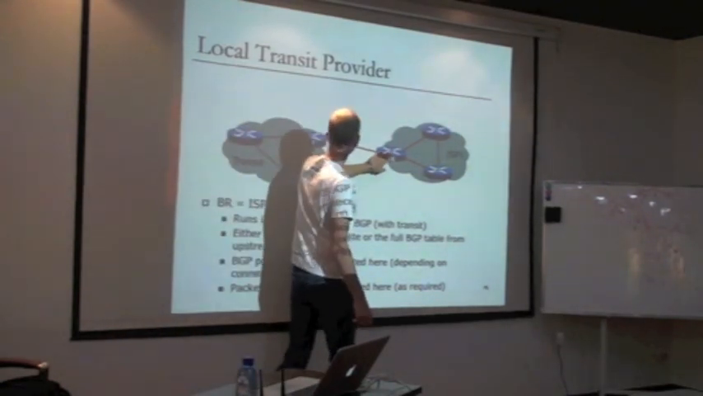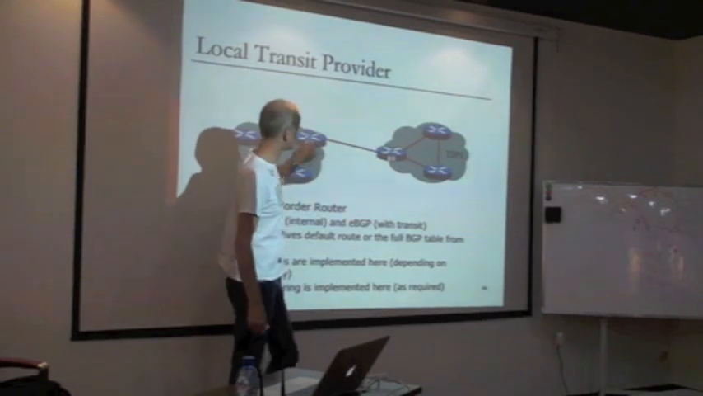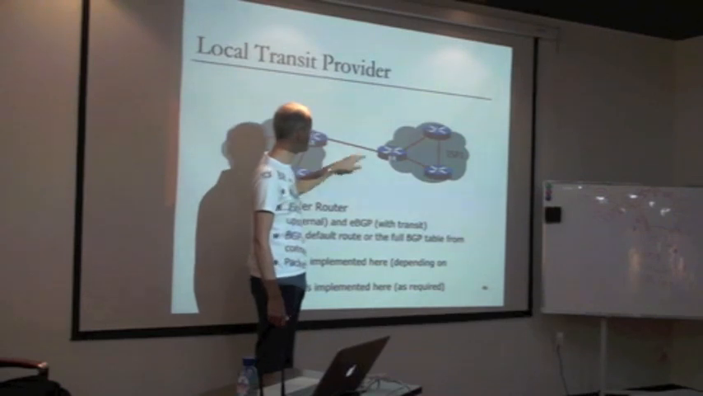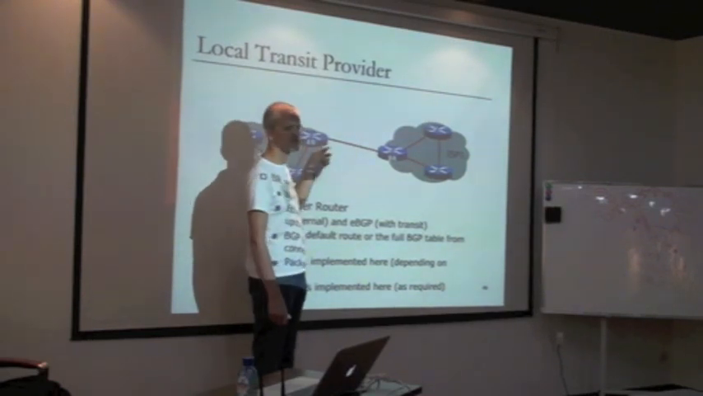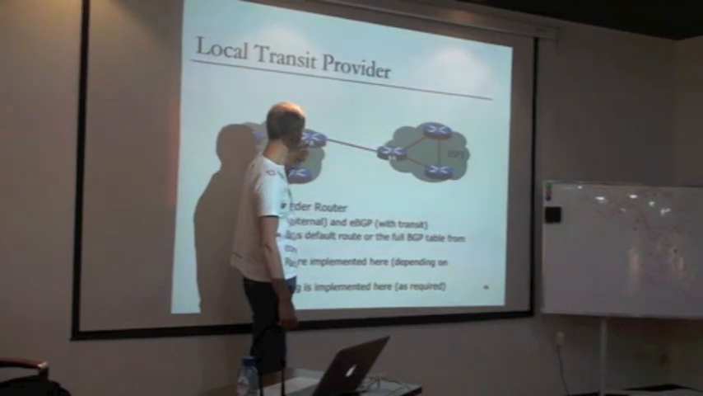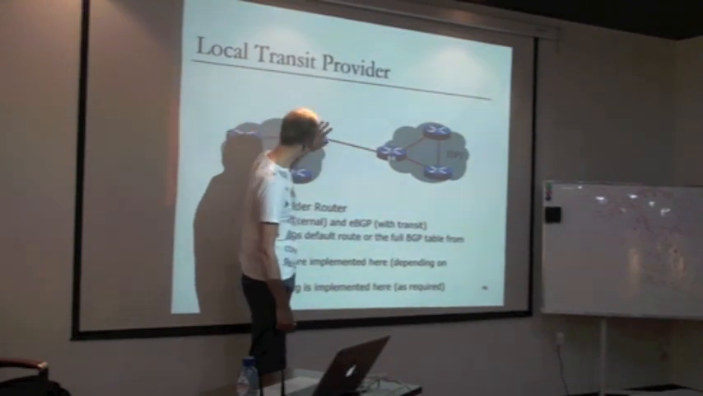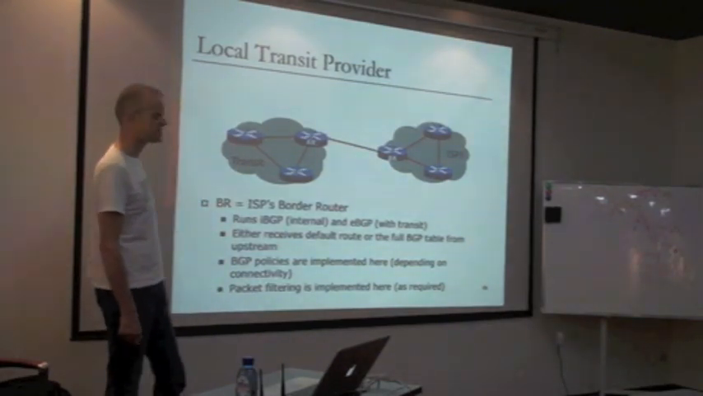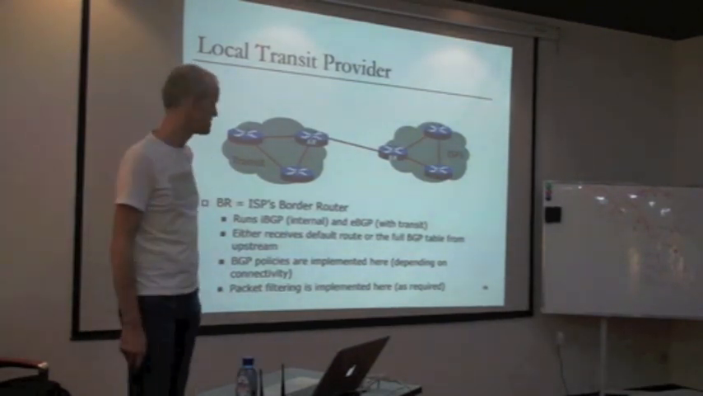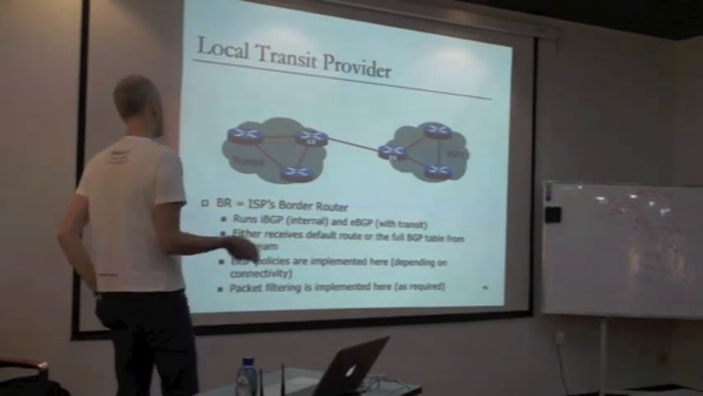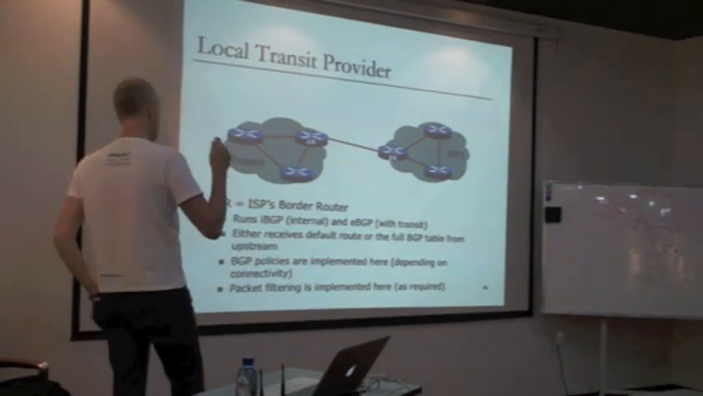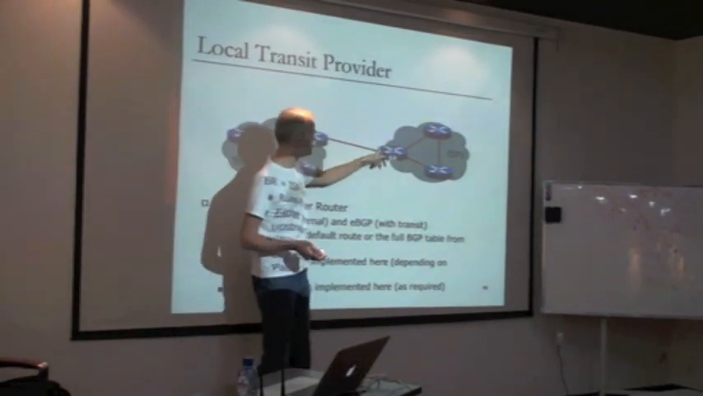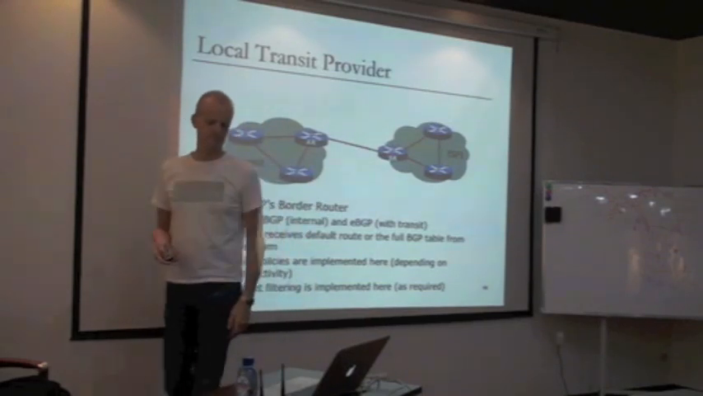Your border router here connects to your local transit provider. This may be an Ethernet, well, I don't know, local wireless, optics, but it could be just across town, across the city. So it's a short distance. You connect to your transit provider's access router, and they give you onward transit to the rest of the internet. So you get the default route or the full BGP table, you do your policies as I discussed before, and you do your packet filtering on the border router as you need.